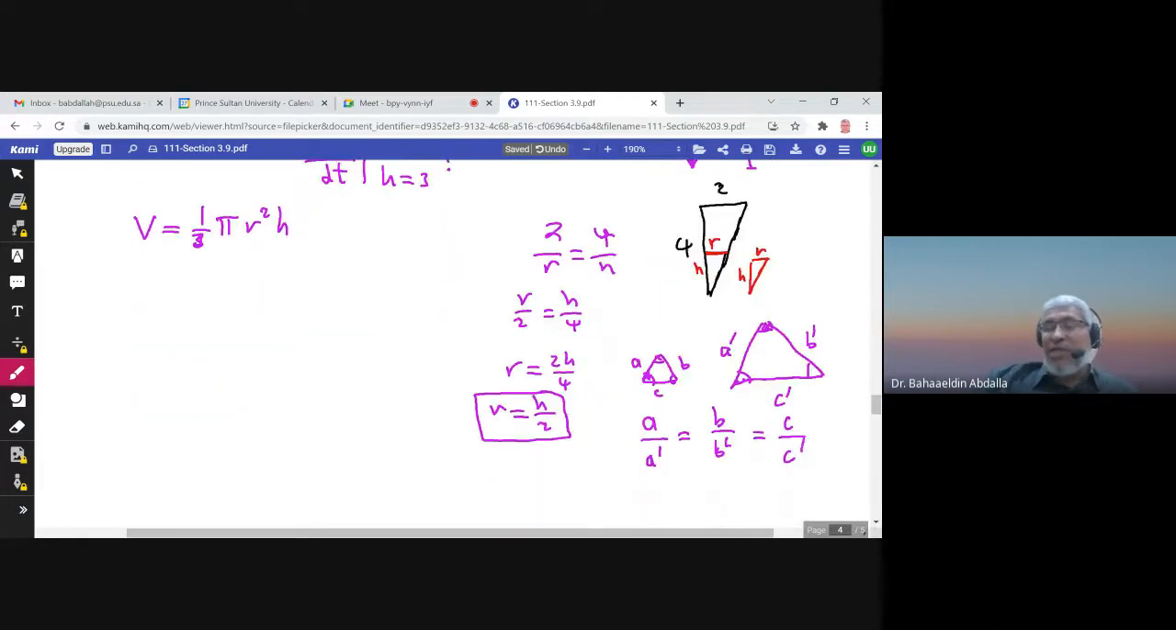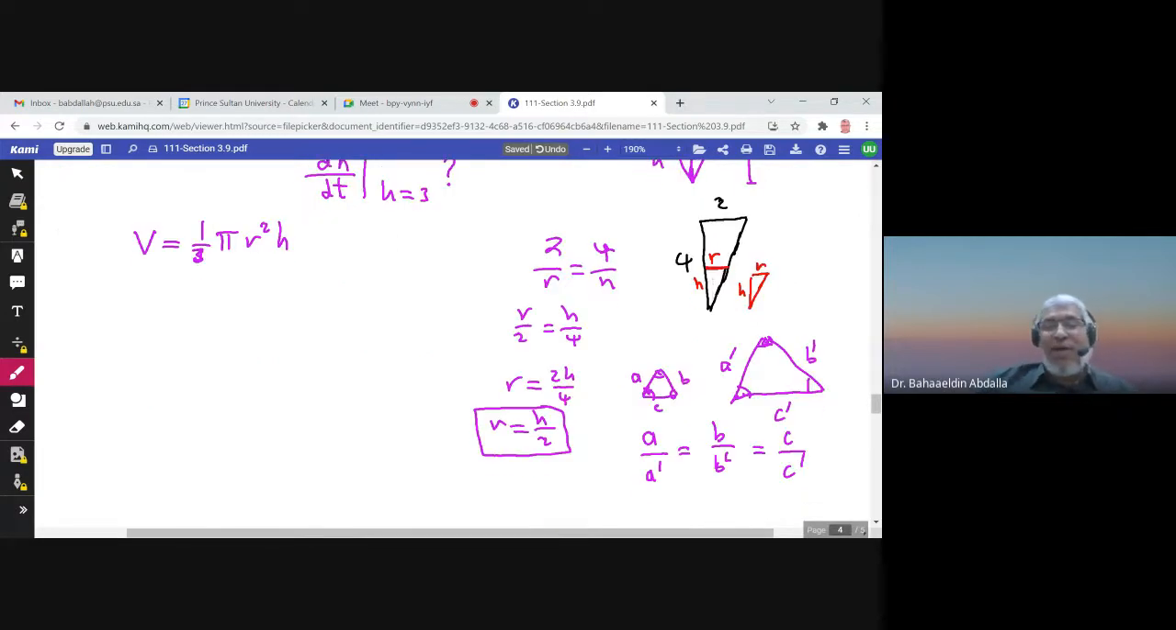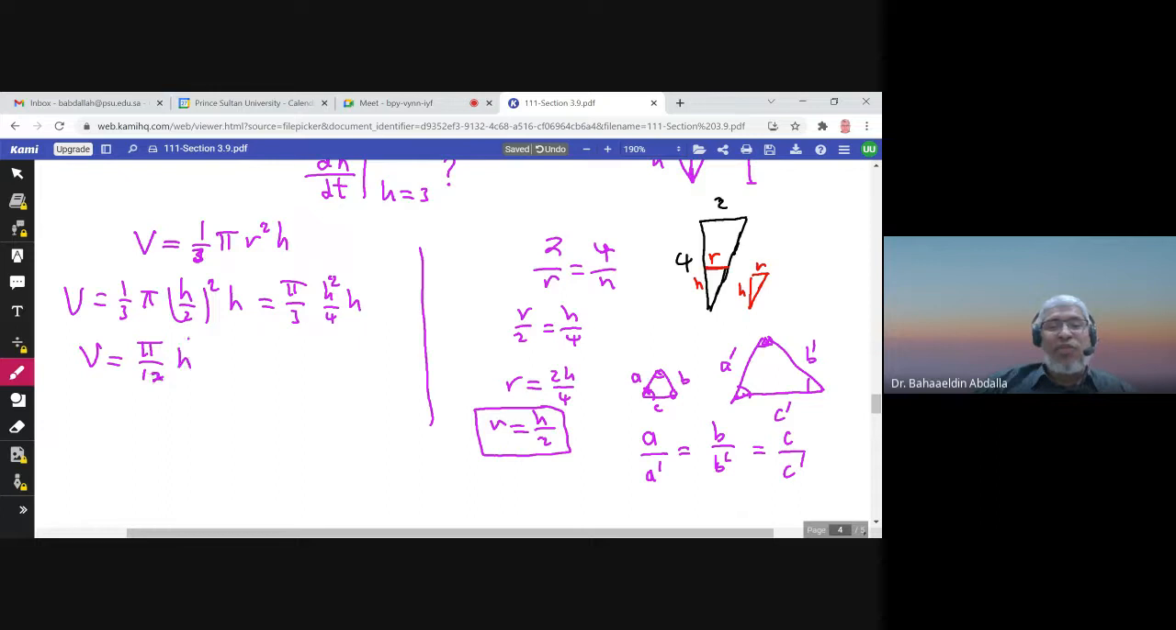But this is not a fixed relation. This is because the radius of the cone is 2 and the height is 4. All right. So now I can come to this equation and write it 1 over 3 pi and replace r by h over 2. So v would be pi over 3 times h squared over 4 times h. So v would be pi over 12 h to the power 3.